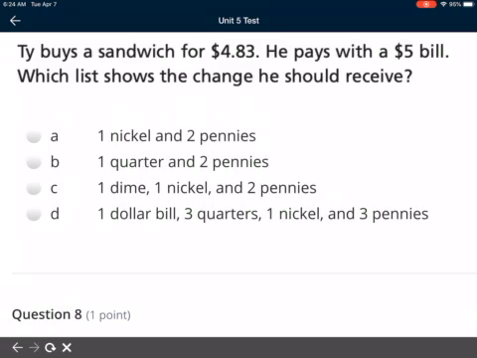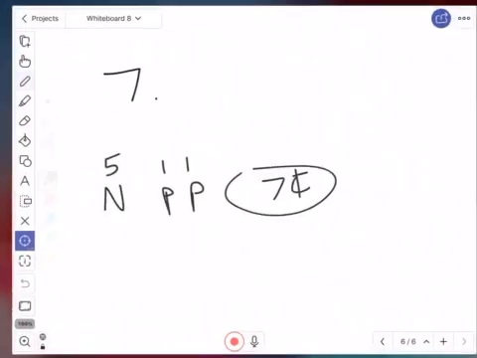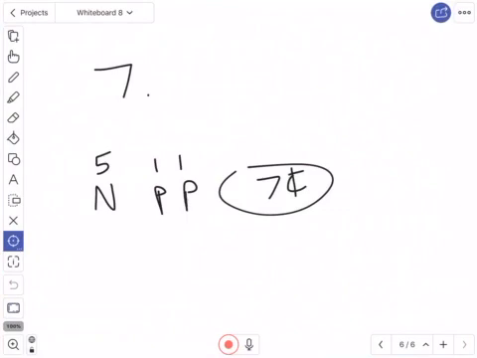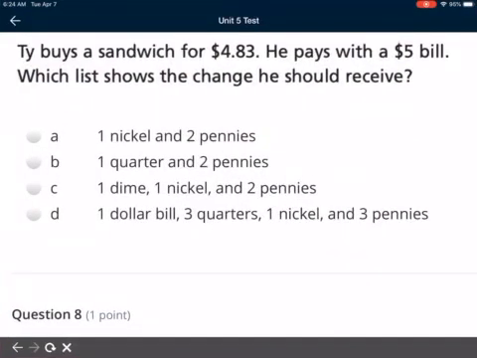So after I figure out my change, I just have to then add up. Okay, well, A is not going to work, so I do B. Well, it's 1 quarter and 2 pennies. Does that equal it? Is it C, 1 dime, 1 nickel and 2 pennies, or is it D, $1, 3 quarters, 1 nickel and 3 pennies? So then I just have to add up all of those, and that's where you can use Explain Everything to add up to see which one's the correct one for the change.